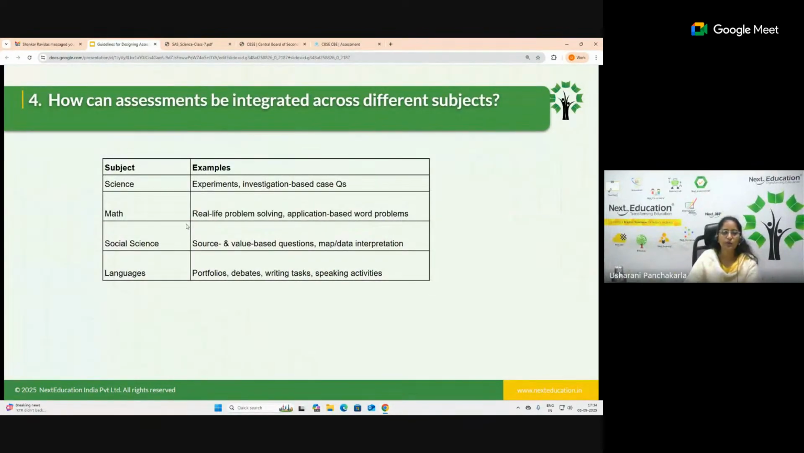Now coming to the next one: how can assessments be integrated across the different subjects? When it comes to science, everyone knows it's more of experimentation and investigation based questions, or it can be scenario based case study questions.